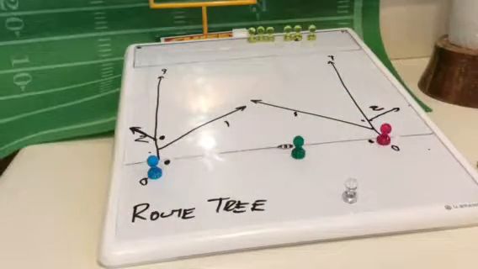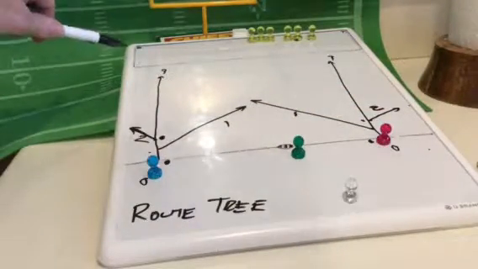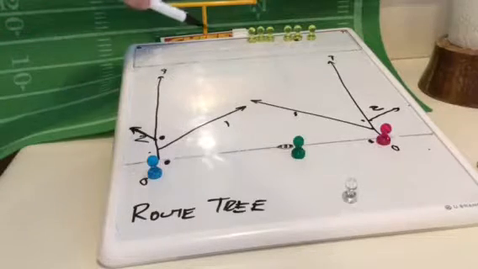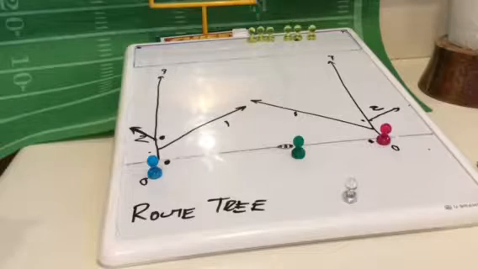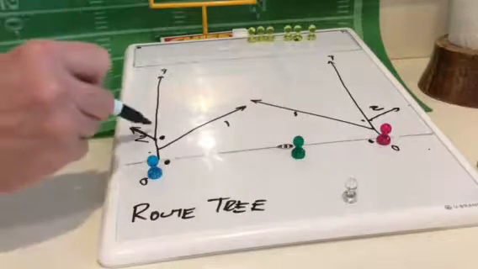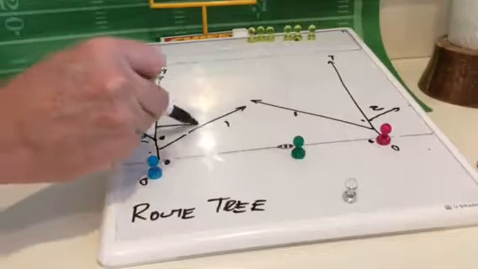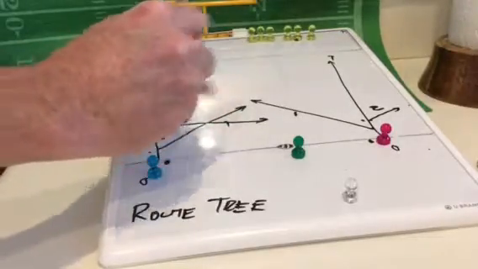Now, a corner route is named a corner route because you're going towards the corner. Later, we'll talk about a post route. That's a post route because you're going towards the goalpost. Those are where those get their names. A 3 route will be on the third step. It will be an in route.